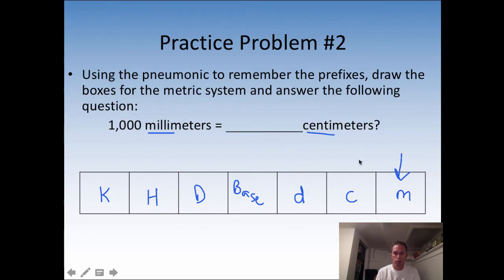So the centi box is right here. So all we have to do is go 1 to the left. Just 1 box to the left. So that means we need to move the decimal 1 place to the left. On 1,000, the understood decimal place would be right here. And so we just move it 1 to the left, and now we have 100. So 1,000 millimeters is equal to 100 centimeters.